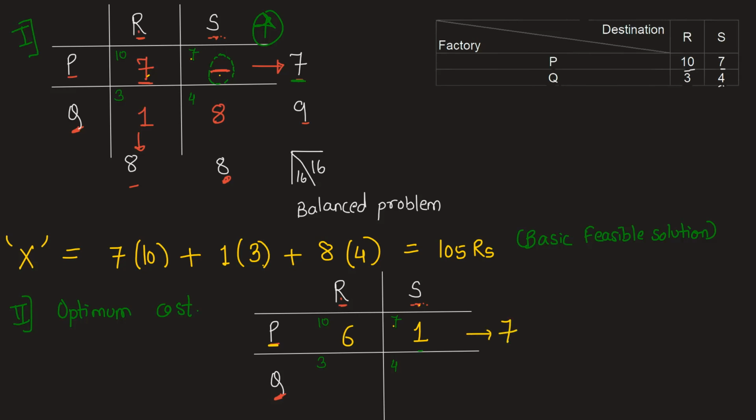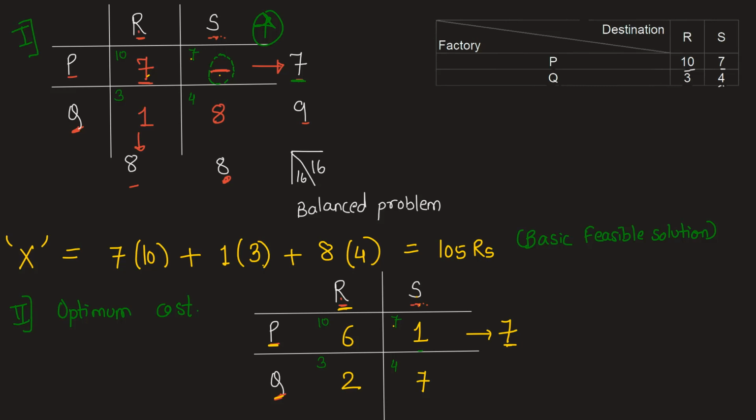All the units from factory P will be utilized, which is 7. Now for Q, in factory R we require total 8 units, so this will become 2. And for S also we require total 8 units, so this will become 7. So we have these allocations 6, 1, 7 and 2. But this is just the first step. We need to find out the optimum cost.